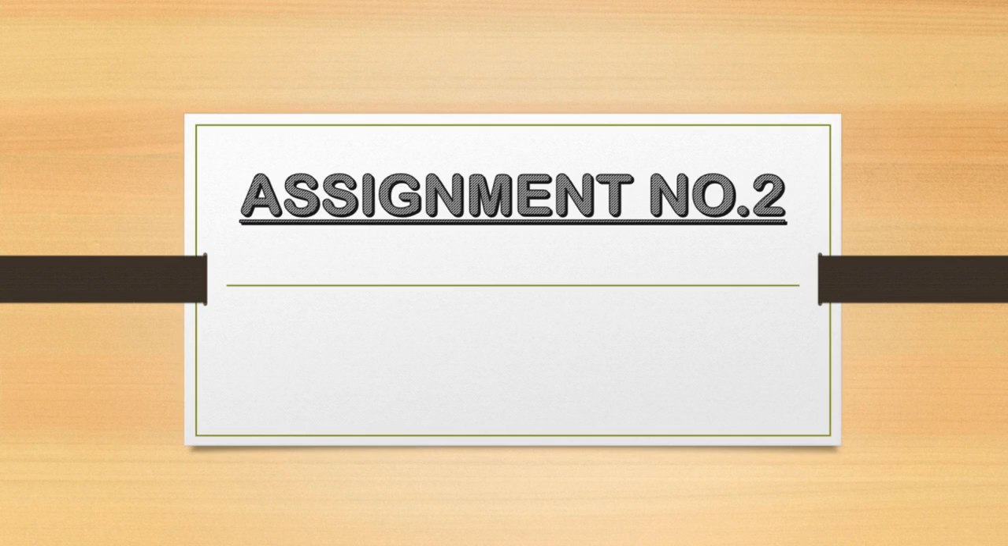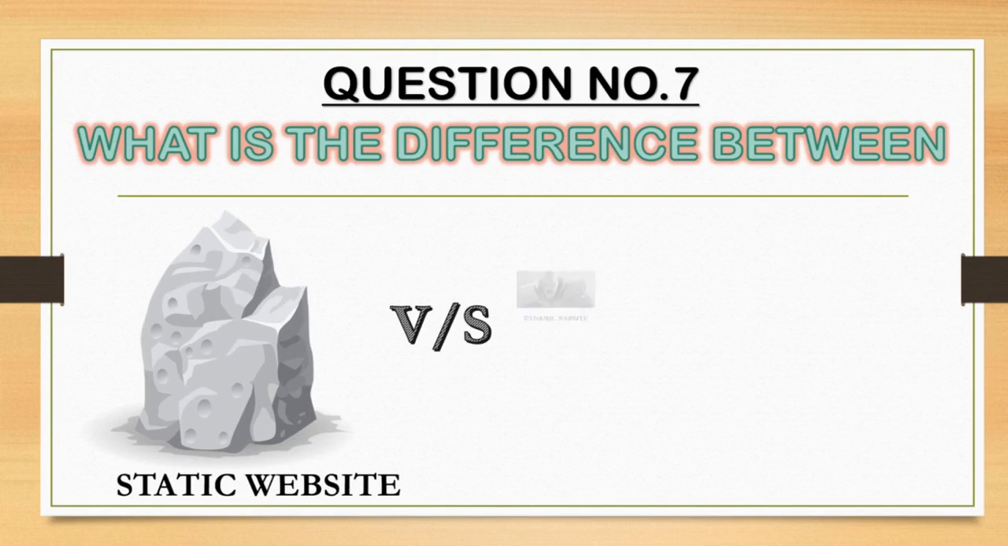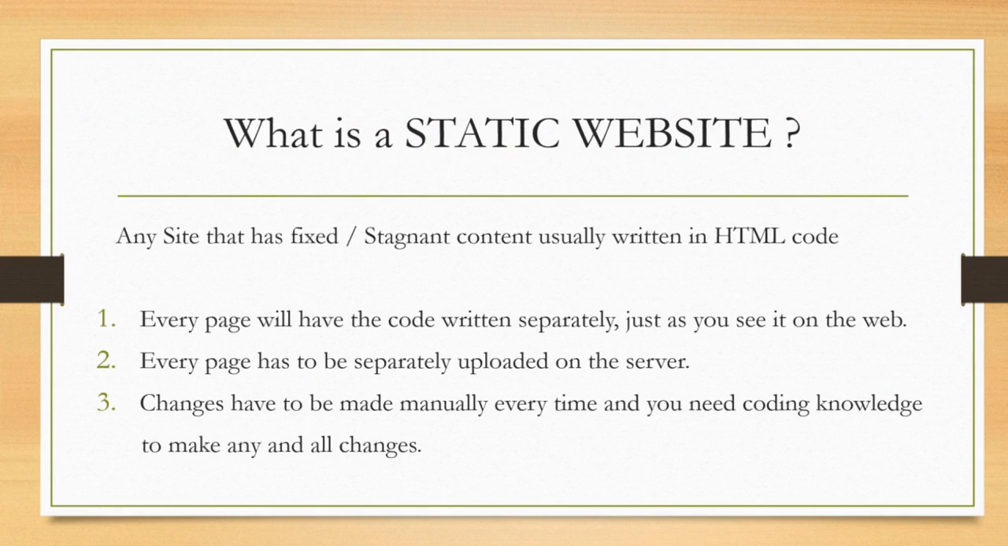Starting with assignment number 2, part 2. Question number 7. What is the difference between a static website and a dynamic website? A static website is any website that has fixed and stagnant content, usually written in HTML code. Every web page will have the code written separately, just as you see it on the web. Every page has to be separately uploaded on the server.